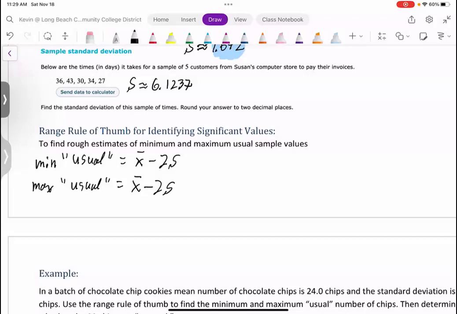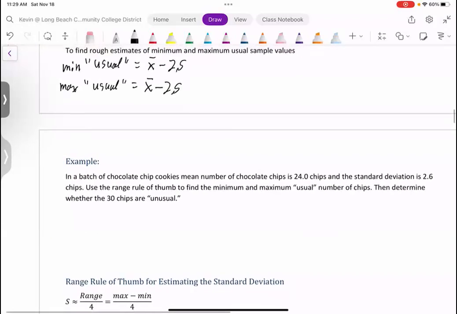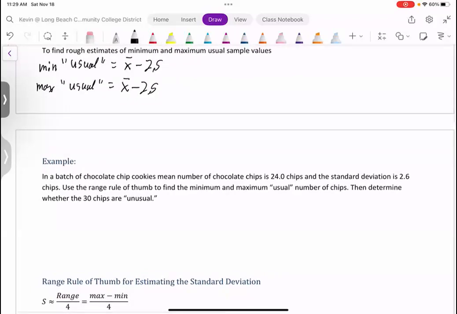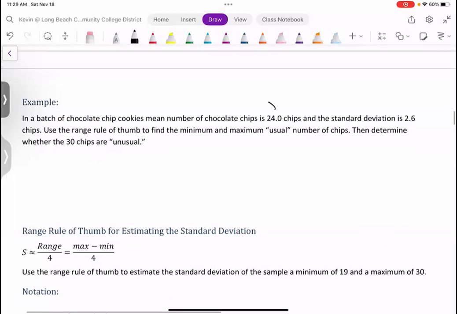And so a batch of chocolate chip cookies, mean number of chocolate chip cookies is 24. So here's our x bar. And a standard deviation of 2.6. There's our S. Use the range rule of thumb to find the minimum and maximum usual number of chips, and then determine if 30 chips are usual.